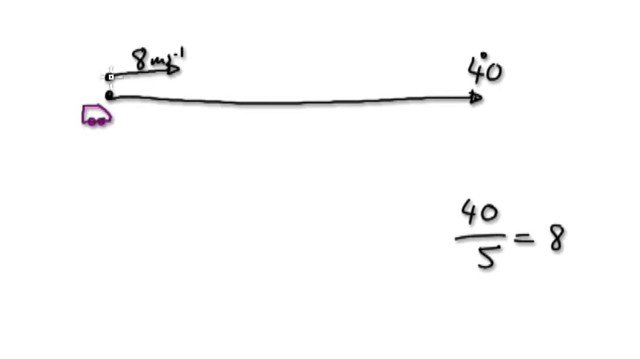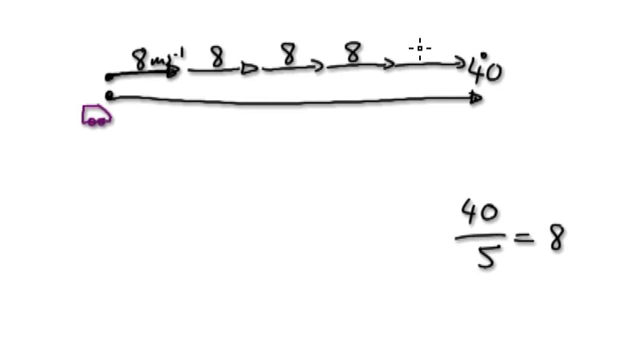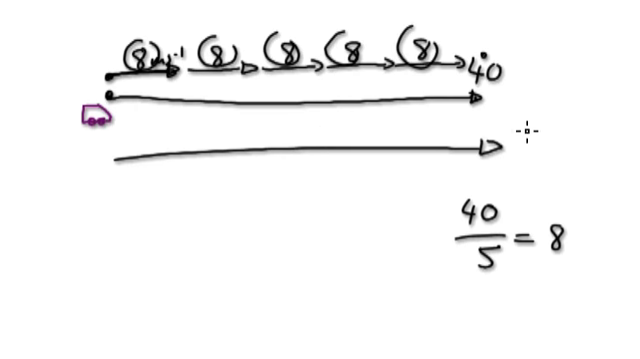So what it means is, after 1 second he would have traveled 8 meters. After 2 seconds he would have traveled another 8 meters. After another second, another 8 meters, and after another second, another 8 meters. So look, 8 times 5 will be 40. So if the total distance is 40 meters, and it takes him 5 seconds, well, split it into 5 equal parts, and then that would represent your speed.